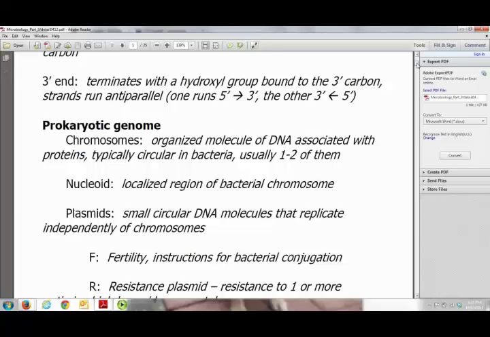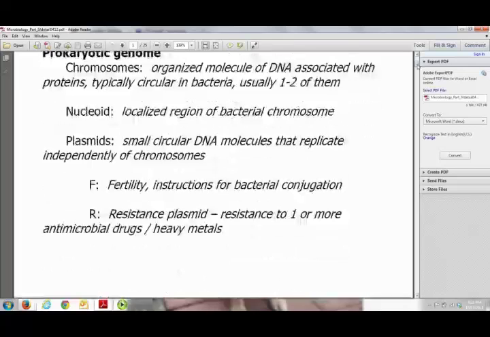The chromosomes in the prokaryotic genome are organized into a molecule of DNA that's associated with proteins. Typically they're circular in bacteria, and there's usually only 1 or 2 of them. Because they don't have a nucleus, instead they will have a nucleoid region, which is just a localized area where the bacterial chromosome hangs out. Plasmids are separate small circular DNA molecules. These are going to replicate independently of the chromosomes.